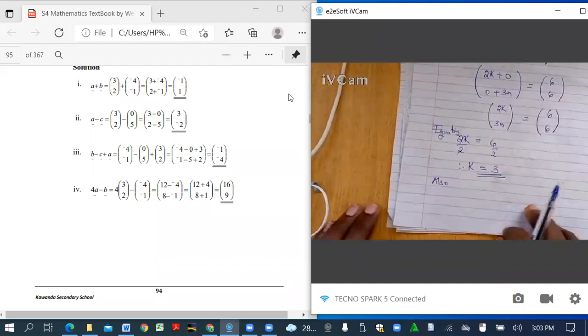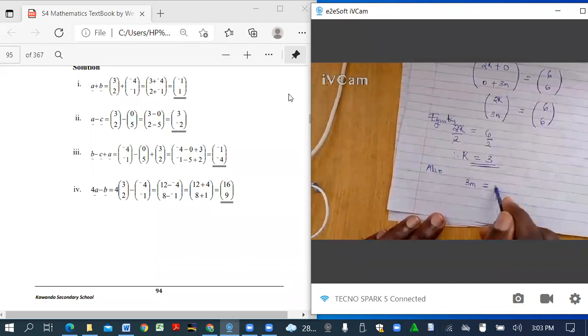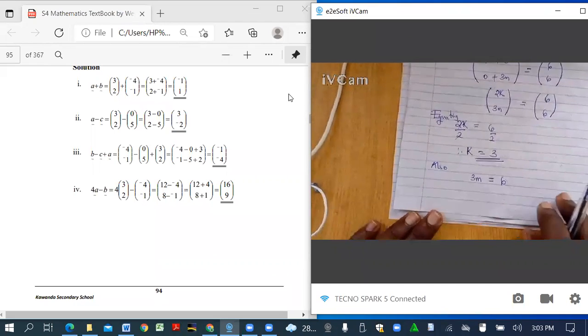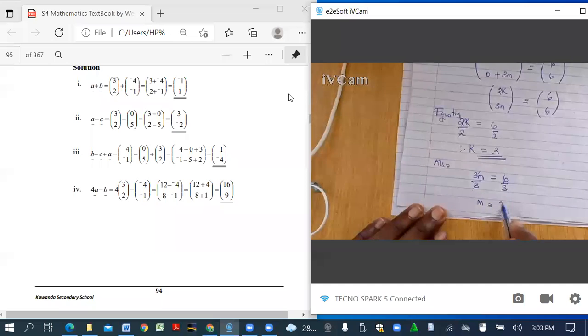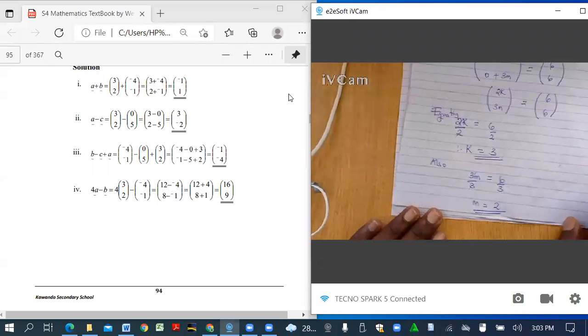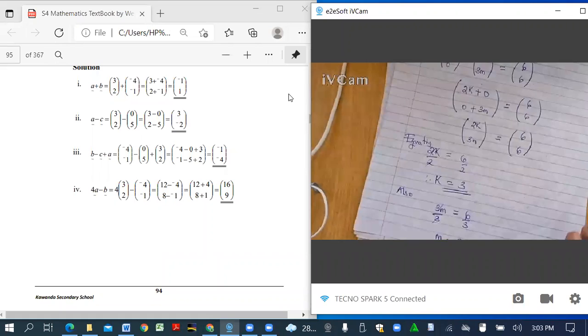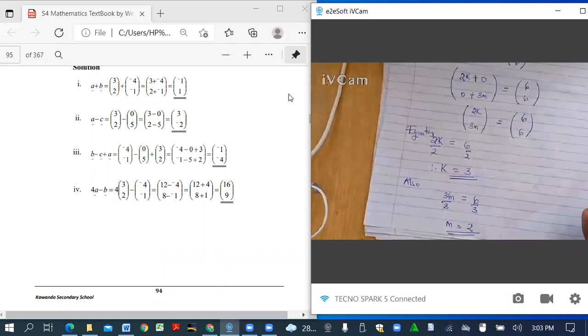Also we have 3M equals to 6. So we divide all through by 3. So what is our M? 2. Our M is 2. Is it okay? Yes. All right.